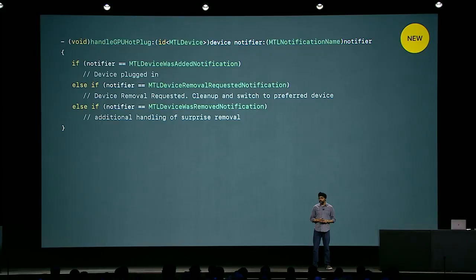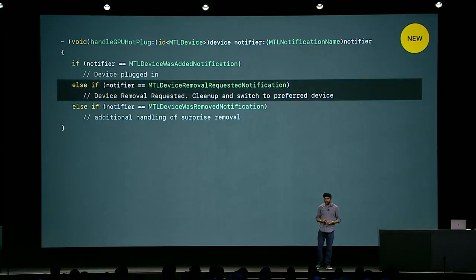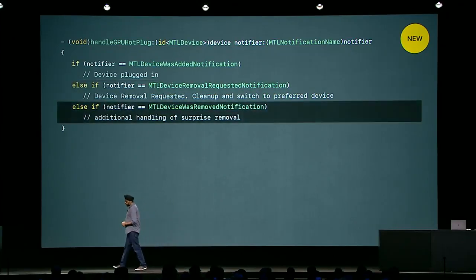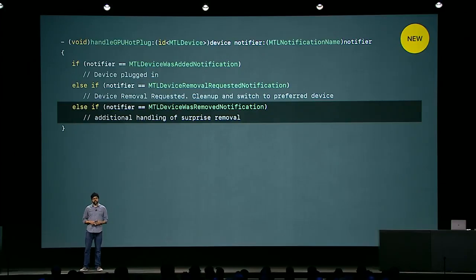But I want to point out a couple things here. The first is that your app should treat the device removal requested notification as a hint to start migrating off the external GPU. And second, if your app did not receive the device removal requested notification, then it should treat device was removed as an unexpected GPU removal.